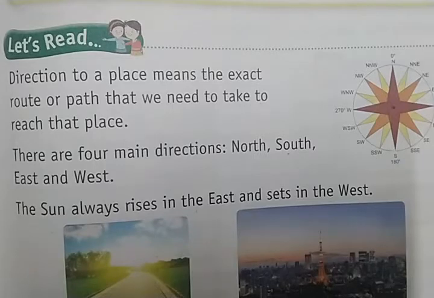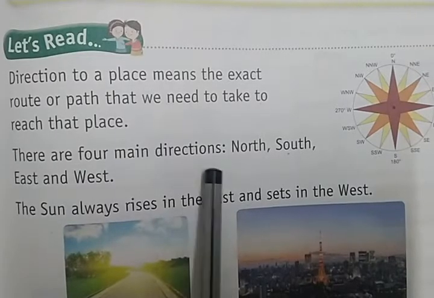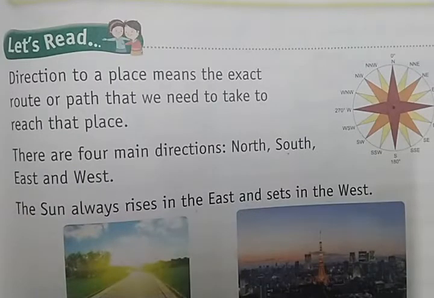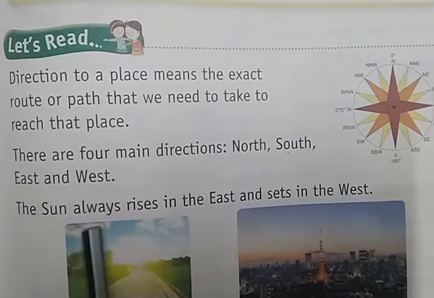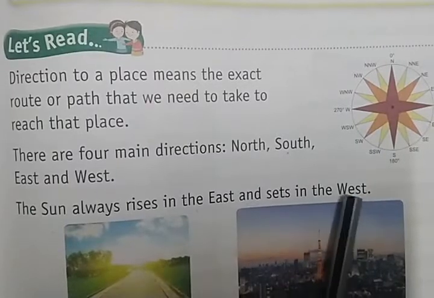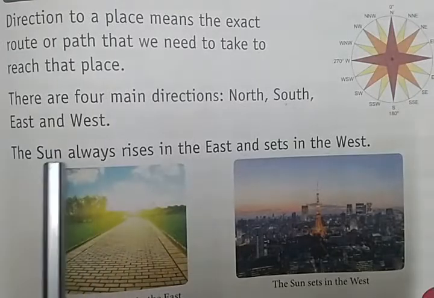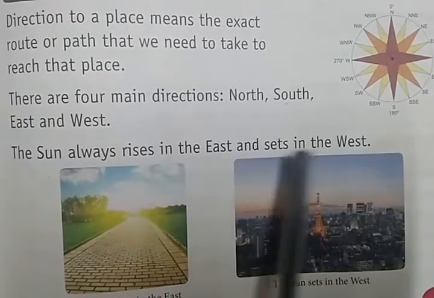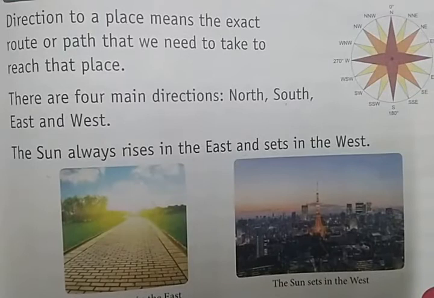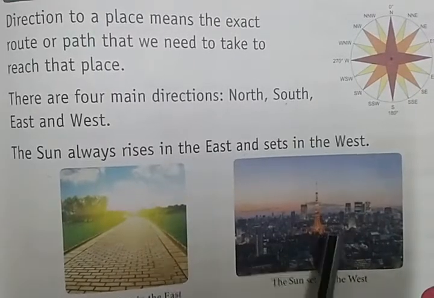And just move a quarter left towards the left, then that is called the north, and opposite to the north you will get the south. So there are four main directions: north, south, east and west. The sun always rises in the east and sets in the west. The sun rises in the east and the sun sets in the west.